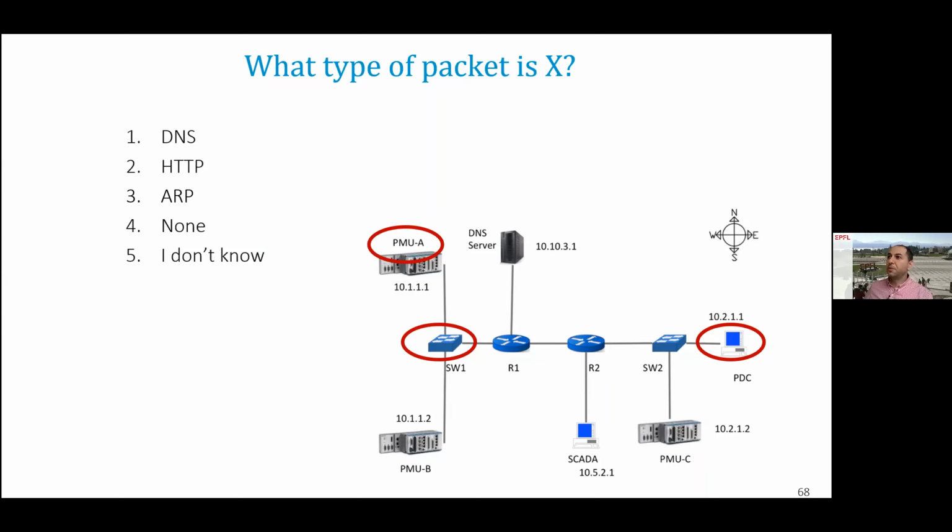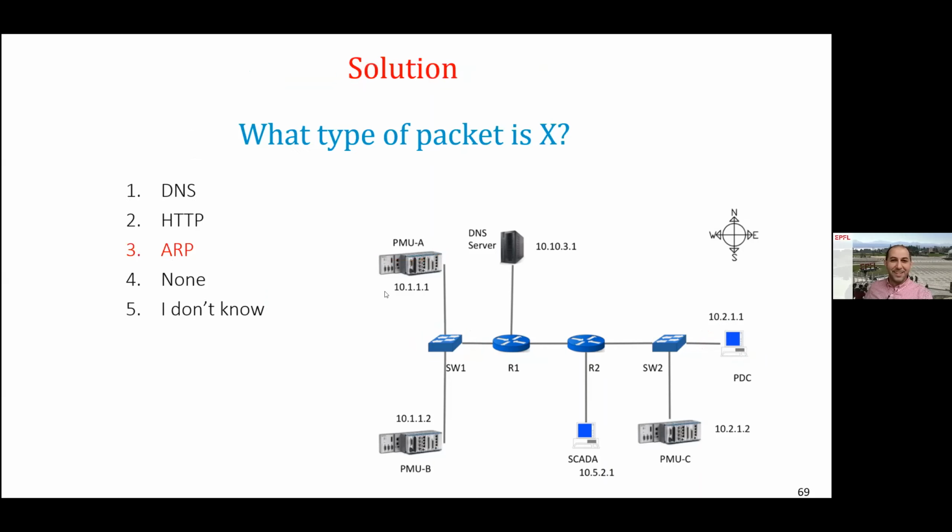Actually, the majority, ARP, is correct. Let us think about it. PMU knows the name of PDC. So the first thing it needs to do is resolve the name to get the IP address. It needs to send a packet to the DNS, asking what is the IP address of this name of the PDC?